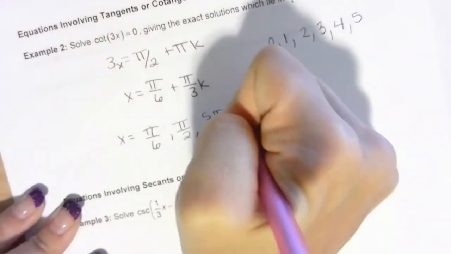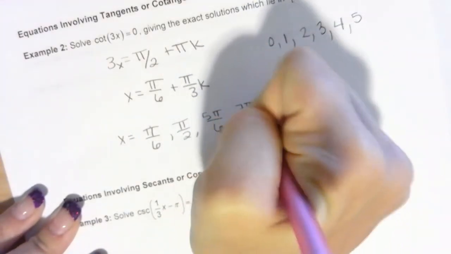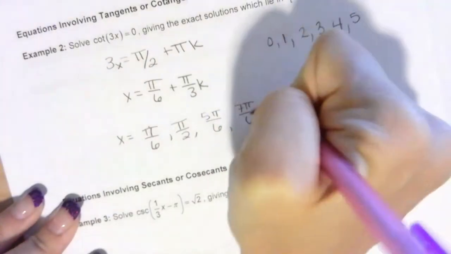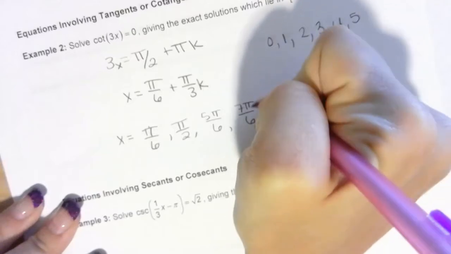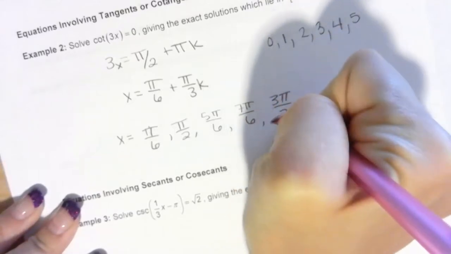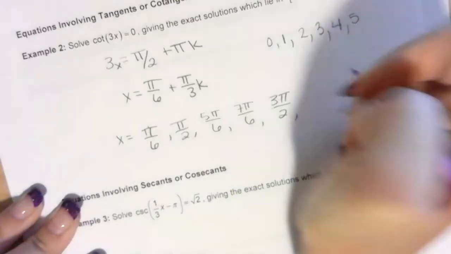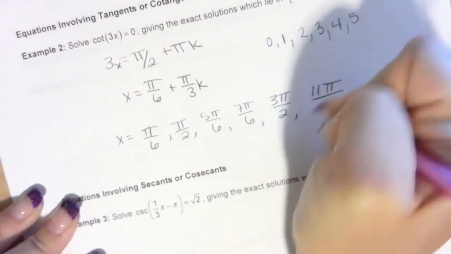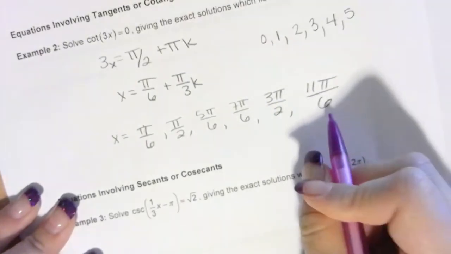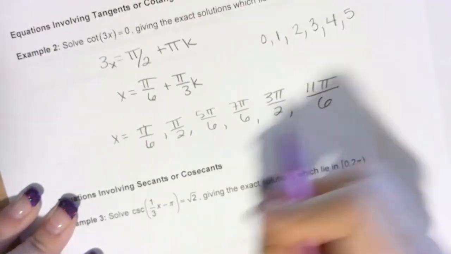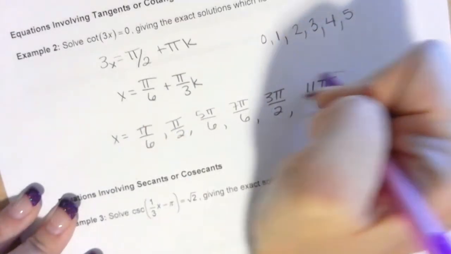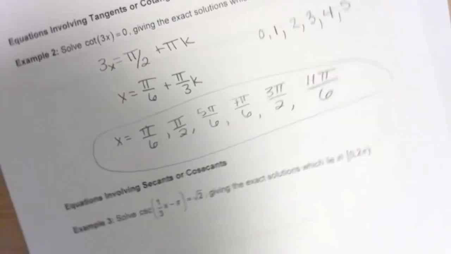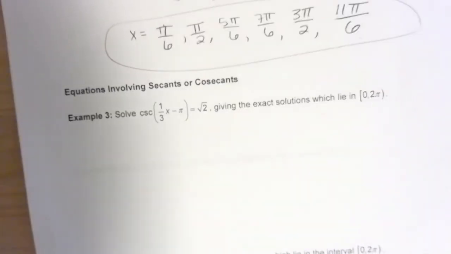Plug in 3, I get 7 pi over 6. Plug in 4, I get 3 pi over 2. And 5, I would get 11 pi over 6. And as you can see, 11 pi over 6 is less than 2 pi, so we know we're in the right ballpark. Okay, and those are our answers. Let's move on to the next one.